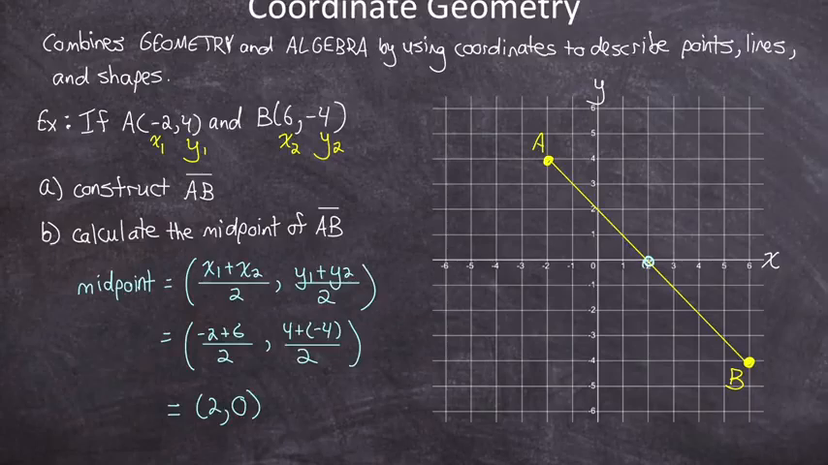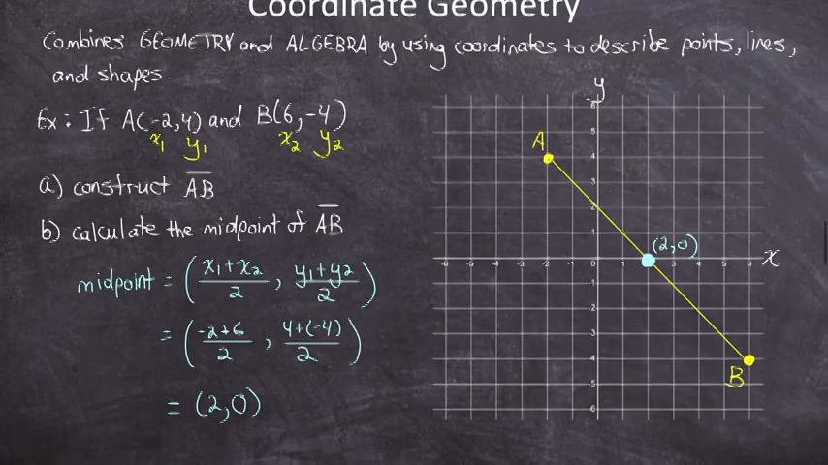Notice if I plot that point 2, 0, that's right in the middle of the line segment. It cuts the line segment exactly in half. The length from A to the midpoint and the midpoint to B would be exactly equal to each other. And speaking of length, that brings us to our next example.